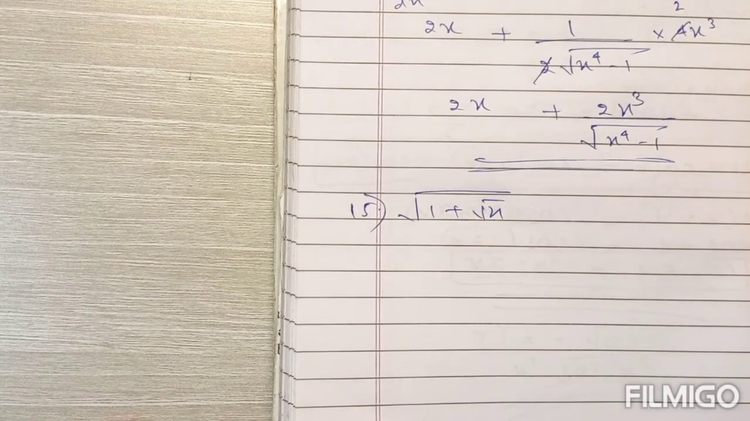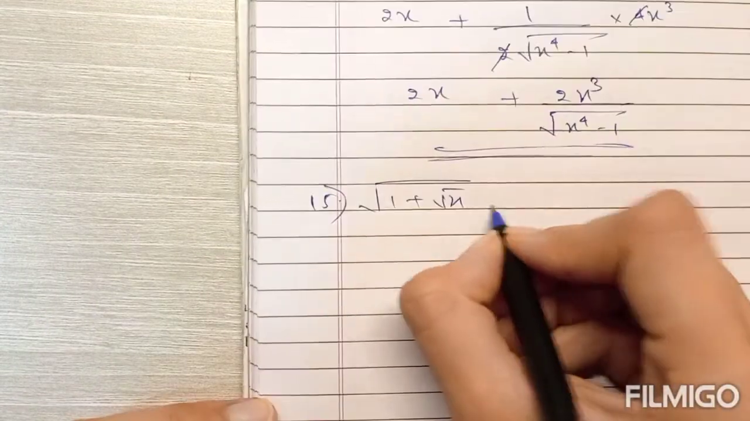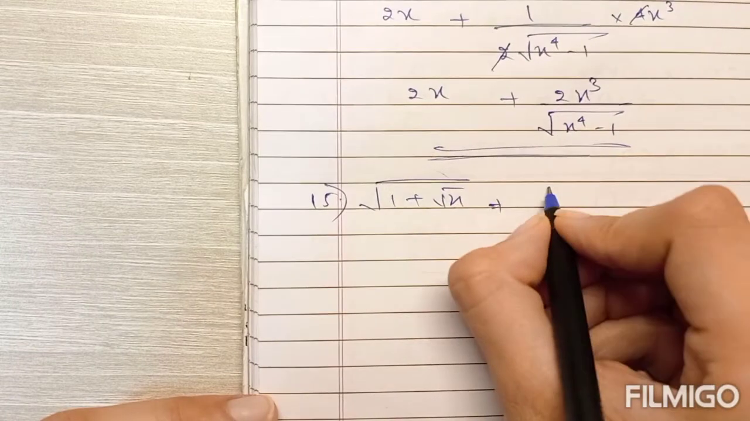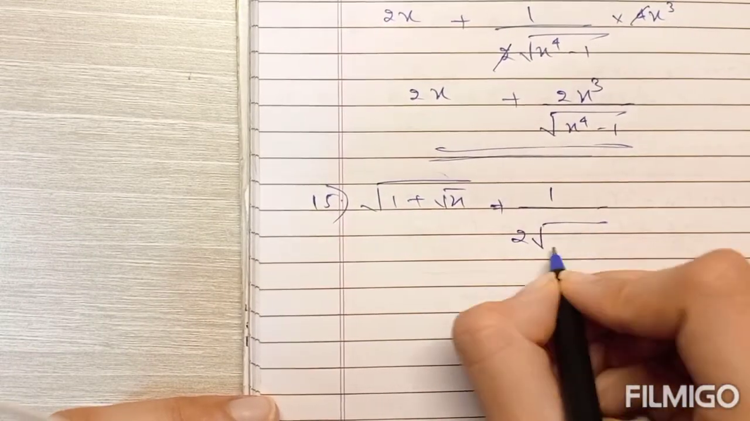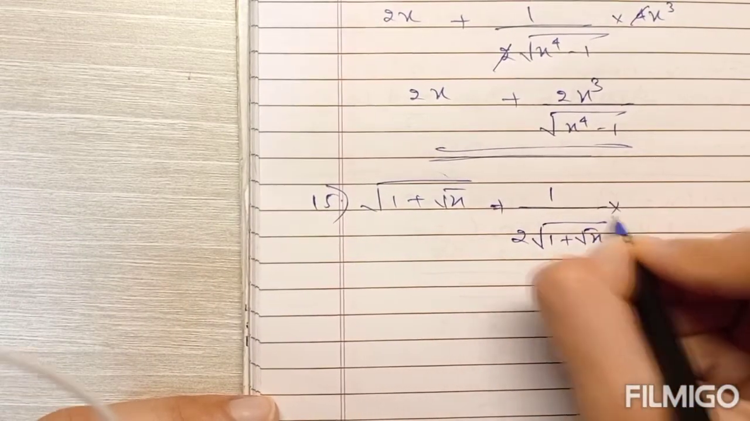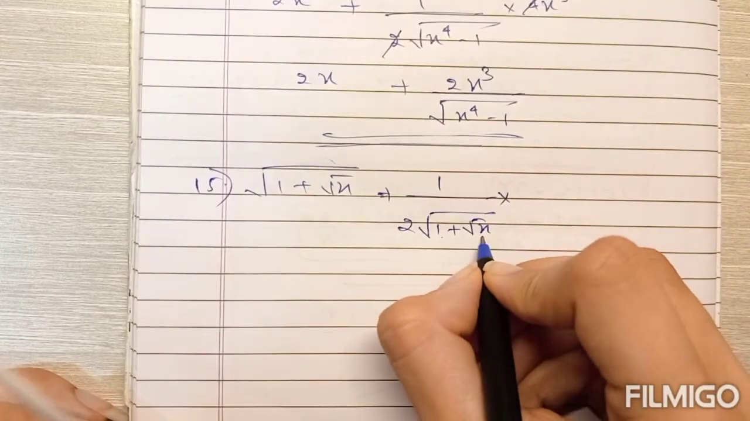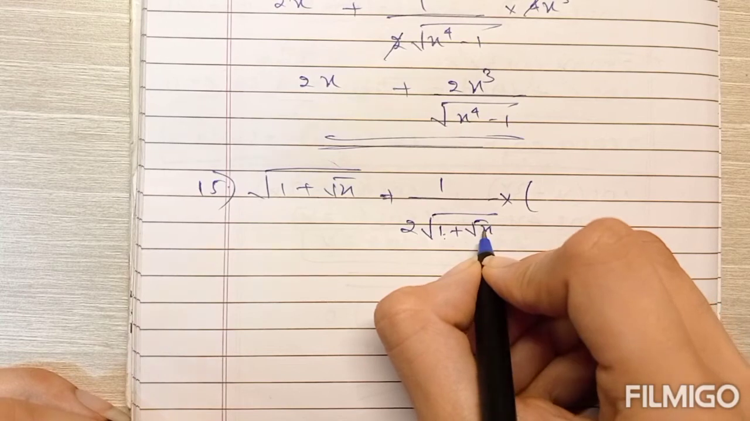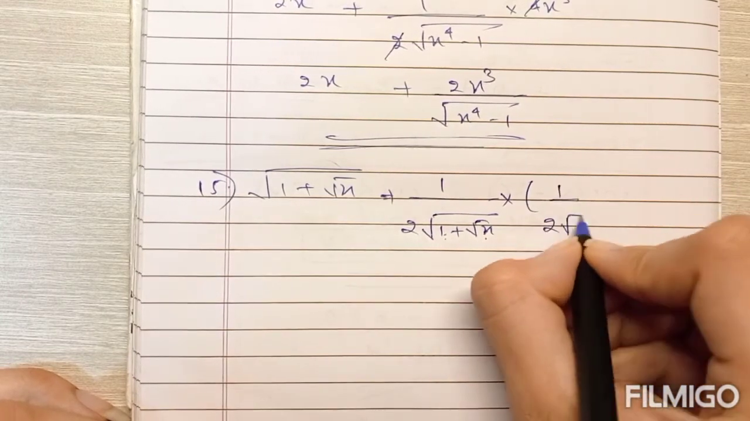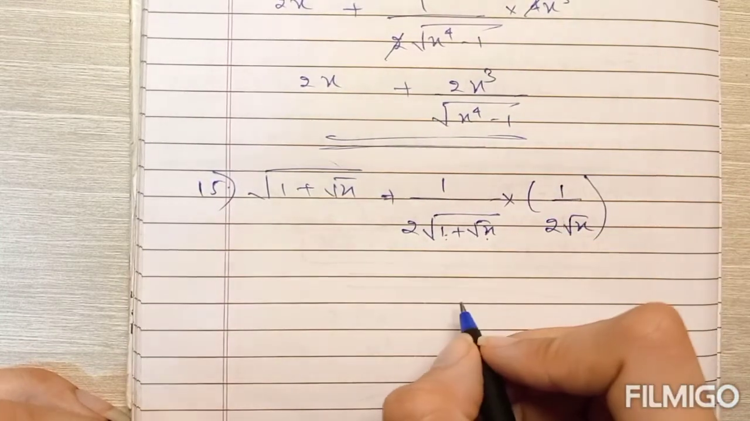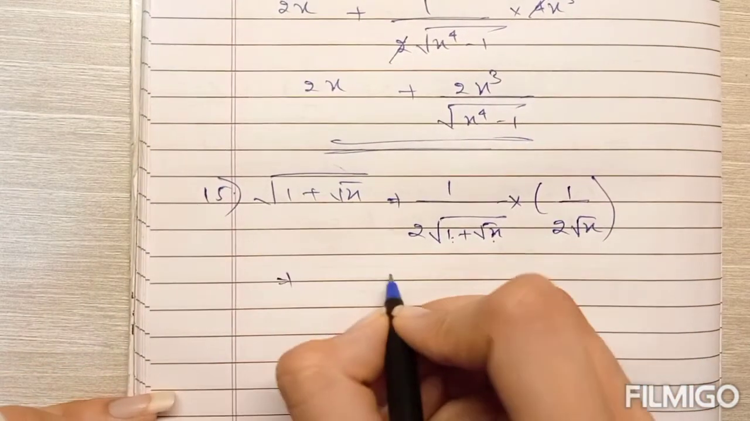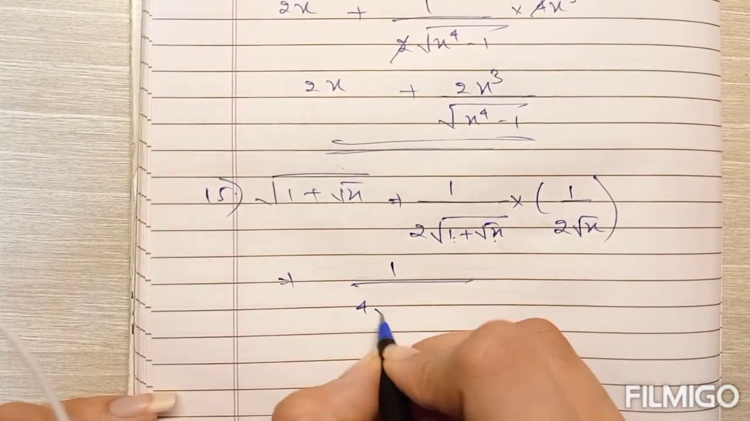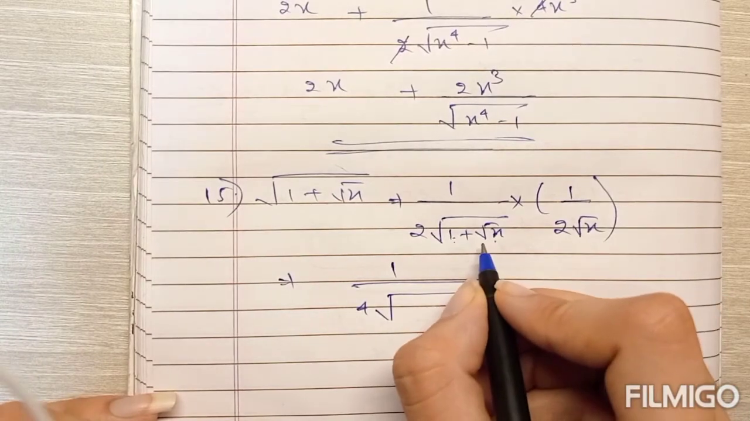It's root of 1 plus root of x. We know that the differentiation of this whole term becomes 1 upon 2 root 1 plus root x into the differentiation of 1 plus root x. Differentiation of 1 is 0 and the differentiation of root x is 1 upon 2 root x. So basically 0 plus 1 upon 2 root x. So this becomes 1 upon 4 root of x into 1 plus root x.